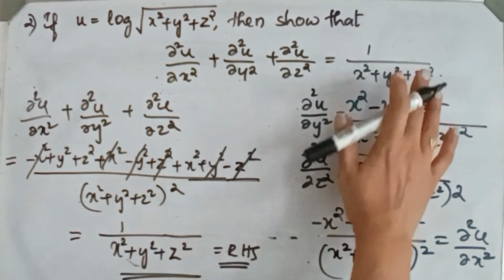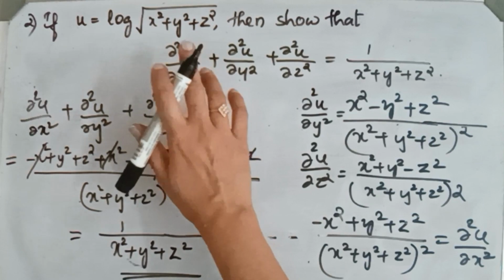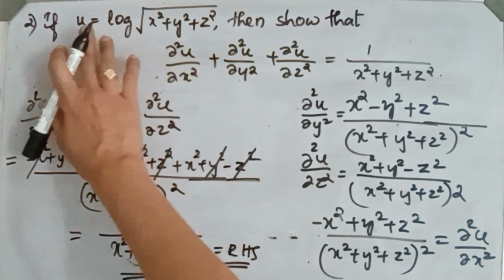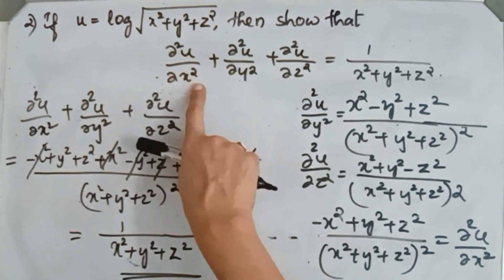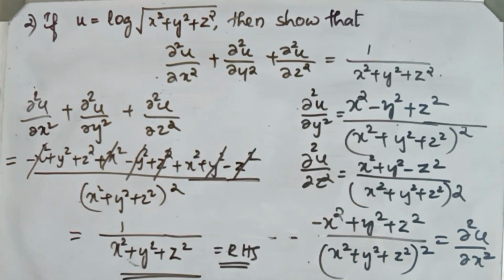So hence we proved the required RHS, that is by finding the second partial derivative of the given function u with respect to x, y and z, then adding all the three.